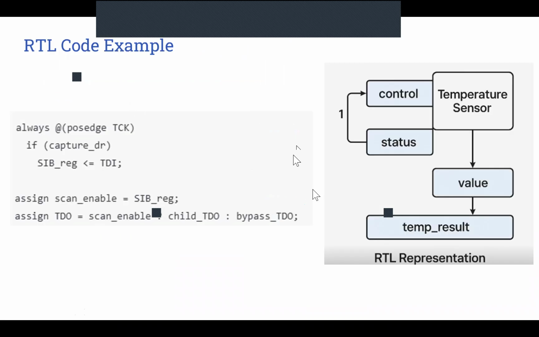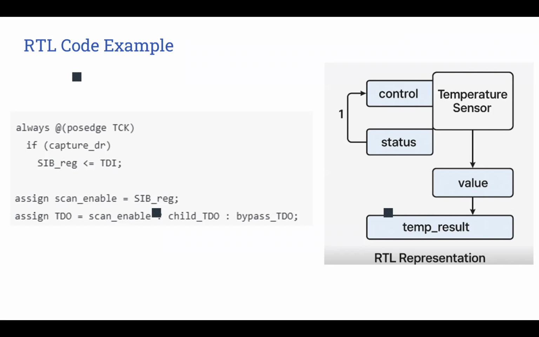Now, what about the RTL? How could we write the RTL? Let's go through an example of RTL, the register transfer level. RTL is a way of describing how data moves between the registers and logic in a digital circuit. Think of RTL as the blueprint used to design the chip's behavior.